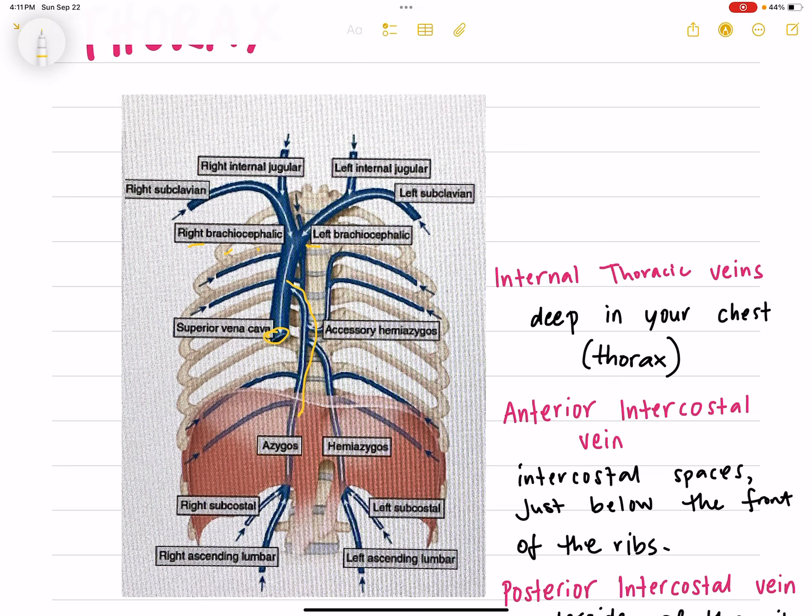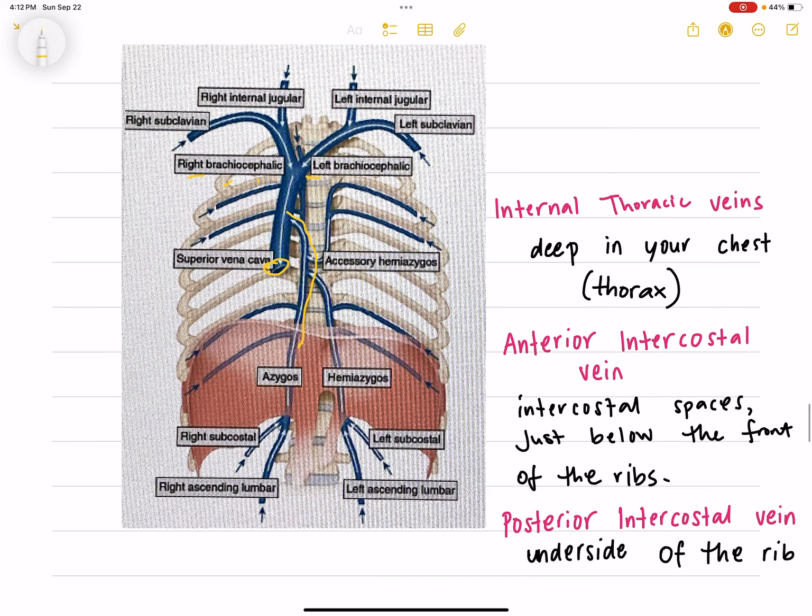Then ang anterior intercostal veins, so intercostal spaces na siya, sa intercostal spaces na siya makita just below the front of the rib. So wala lang ko di sang illustration. So next we have the internal thoracic vein. So deep in your chest na siya or sa thorax ang vein. So ang posterior intercostal drains blood from posterior thoracic wall and empty into azygos vein on the right side.